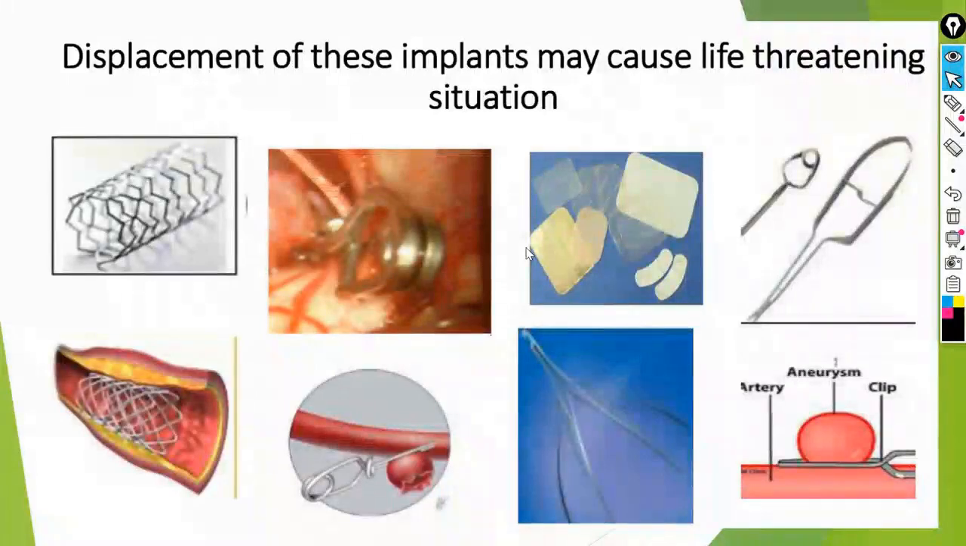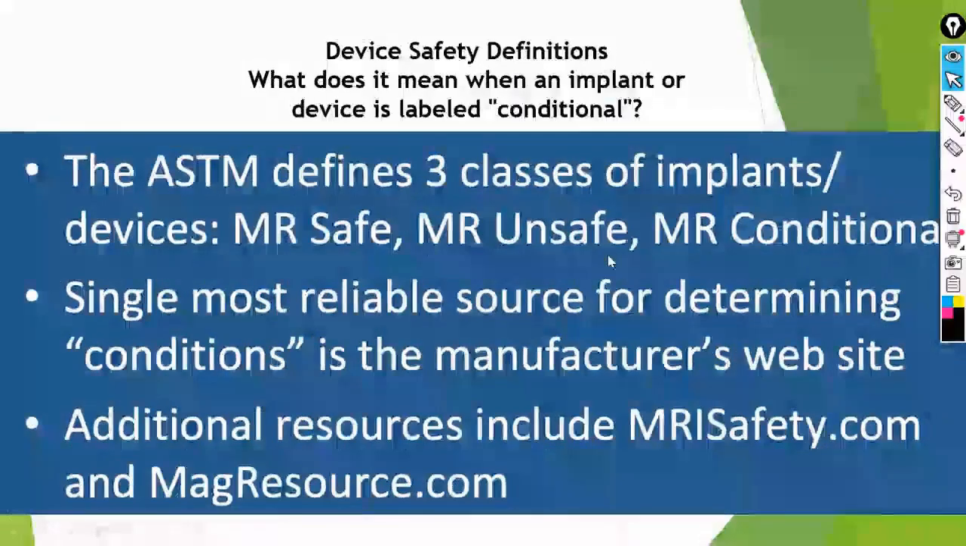It's very important for you to know whether something is MRI conditional, MRI safe, or MRI unsafe. There are some websites like mrisafety.com and magresource.com where you can find out the true type of the device, whether it is safe, unsafe, or conditional, and understand the conditions related to it from the manufacturer's website. The manufacturer will tell you if you can use the device and what its conditions are, as well as how to use it. The strength of the magnetic field you use is also important.